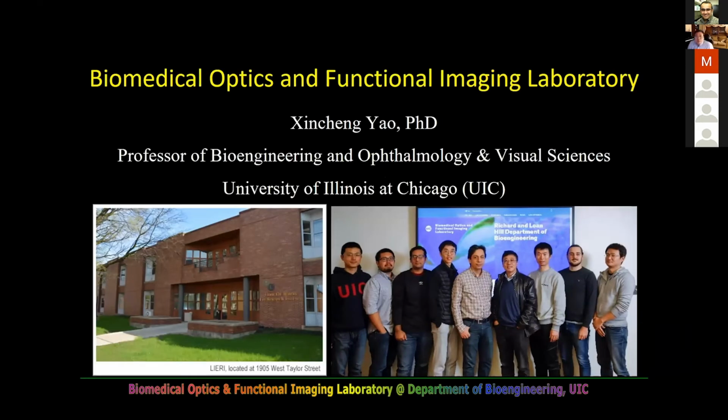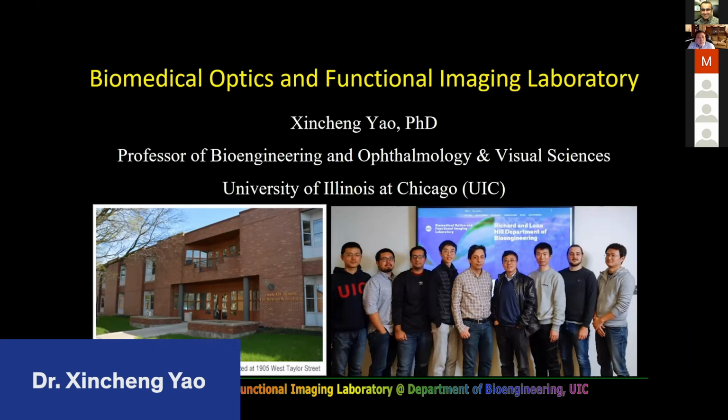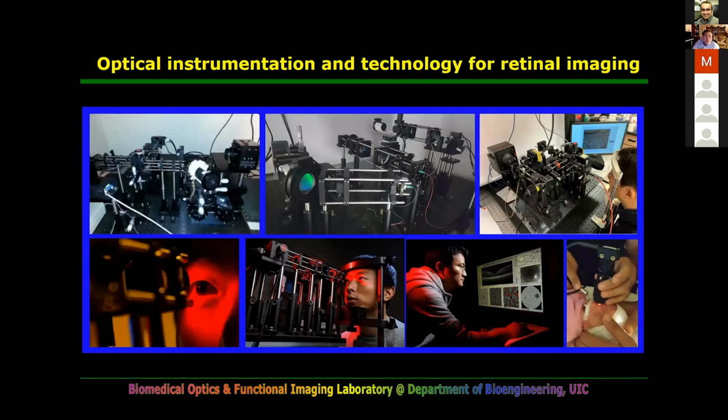I will do a brief introduction for our lab. Our lab is the Biomedical Optics and Functional Imaging Laboratory. We work on custom-designed optical instrumentation and also use clinical imaging instrumentation, but all of these studies are focused on the retina, the back of the eye. We work on confocal imaging systems, OCT angiography, and fundus camera systems for eye research, including both animal models and human subjects.